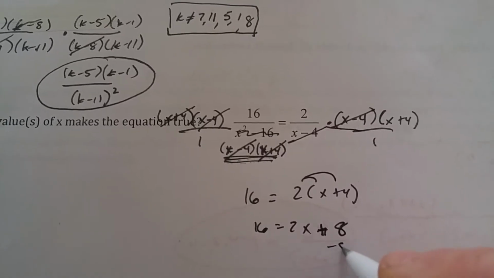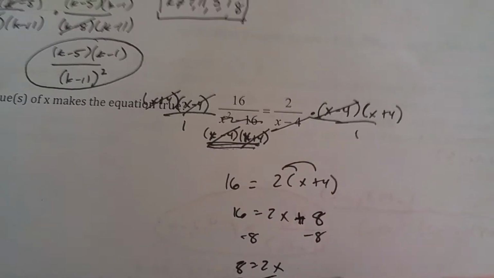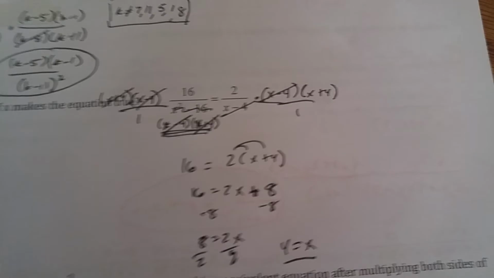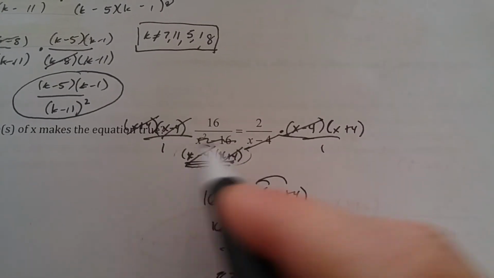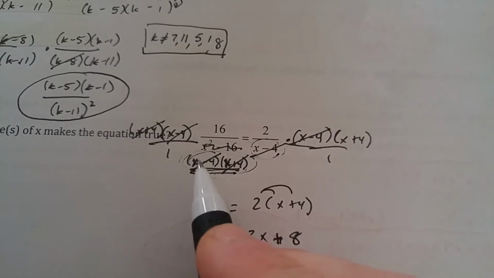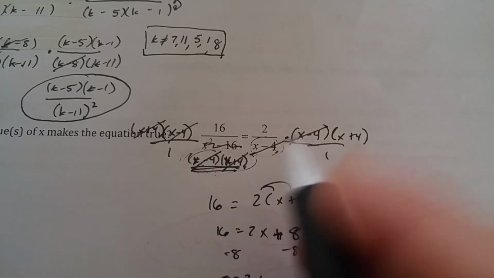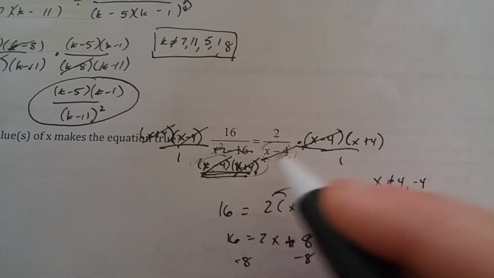So we can distribute: 2x plus 8, we can subtract 8, 4 equals x. But we have to consider what the domain restrictions were. So up here, before we canceled these things out, we had 2 domain restrictions here, and we have 1 here. So this one is positive 4, and this one is negative 4, and this one is also positive 4. So x can't equal positive 4 or negative 4 because of the domain restrictions.